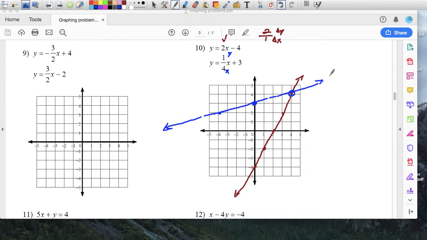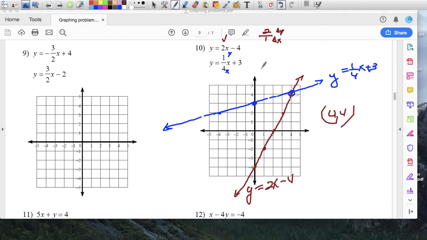So actually, let me write this as y equals 1/4 x plus 3. And the red line is, I'll write this down here, y equals 2x minus 4. And they both meet at 4 and 4. So I'm going to take this and substitute because it's a pretty easy one.